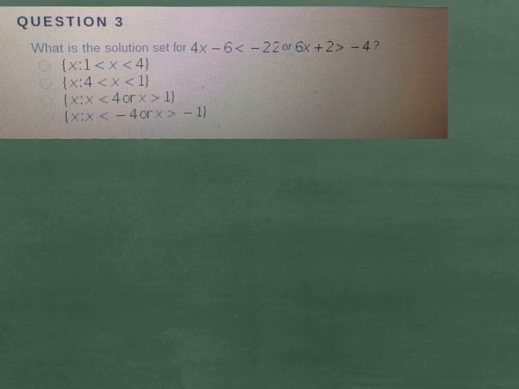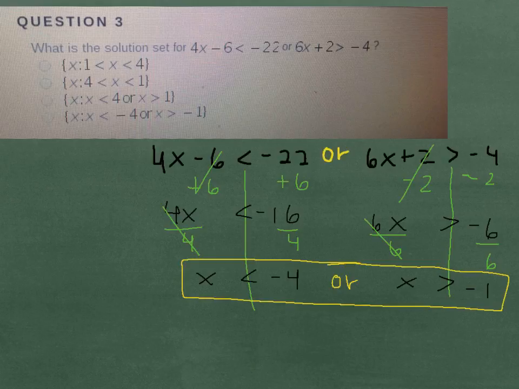Question number 3. What is the solution set for 4x minus 6 is less than negative 22 or 6x plus 2 is greater than negative 4? This problem is pretty much exactly what we did right now. So I'm going to go ahead and work that out pretty quickly here. So I just worked out this problem very quickly. Feel free to pause the video and look at all of my little steps.